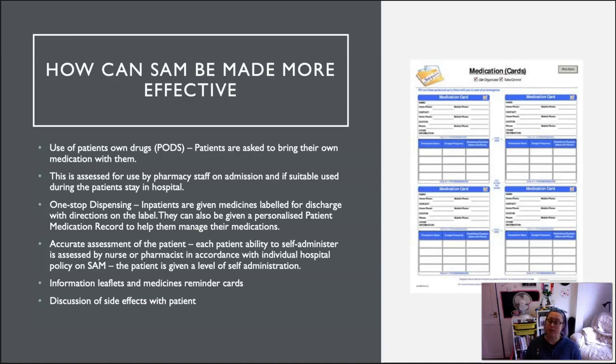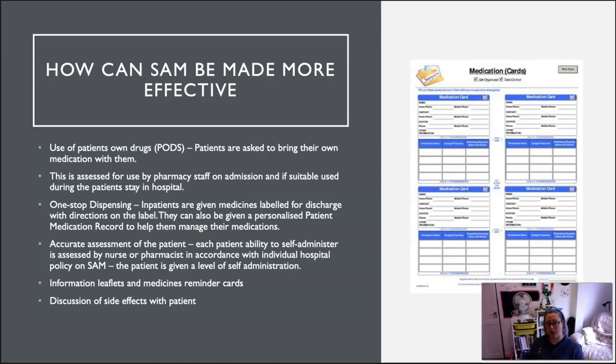There's one-stop dispensing. There might be one-stop dispensing on the ward. Again, this might be maintained by the pharmacy staff. It might be maintained by a practitioner on the ward. And they're given their medicines labelled for discharge with the directions, with the patient information leaflets, but they're also given a personalised patient medication record, and they will then document on this record as and when they've taken their medications.